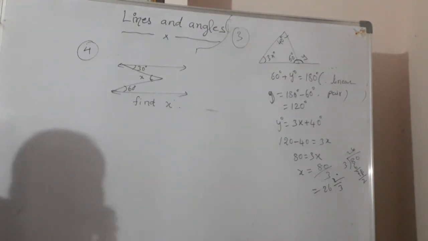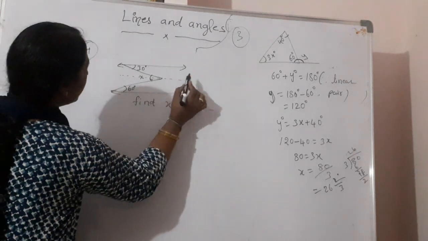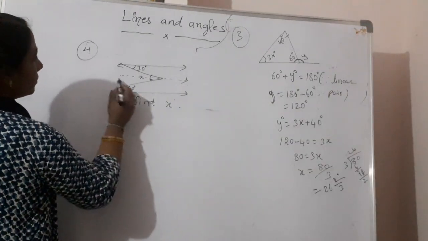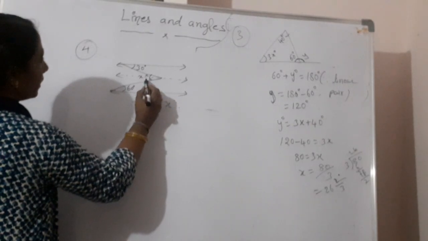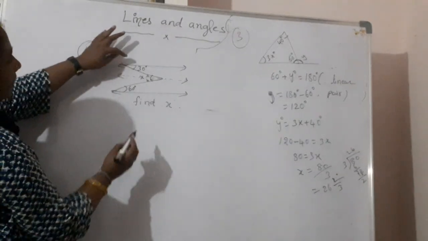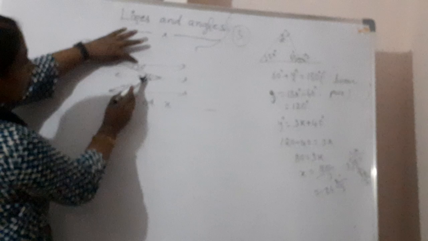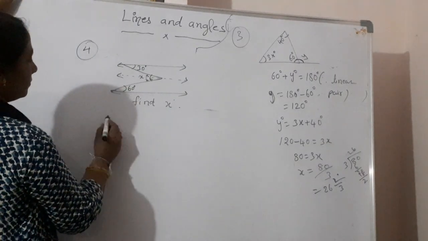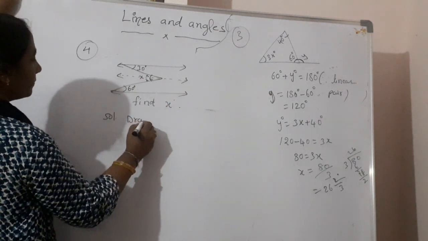Here you have to draw a line parallel to the remaining two parallel lines. So see here, then you can take small a here, small b here. These two angles, 30 and a, will be, so it will be transversal. So a and 30 will be alternate interior. Solution is, first of all draw a parallel line.